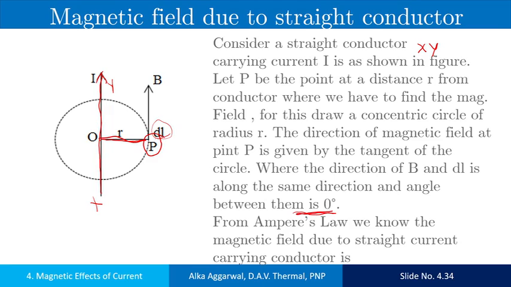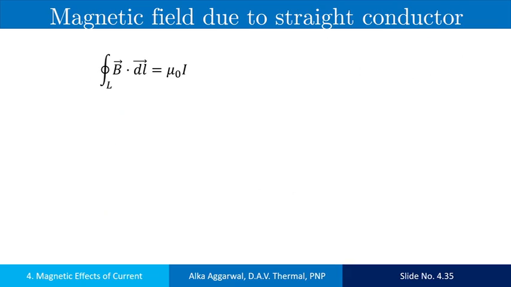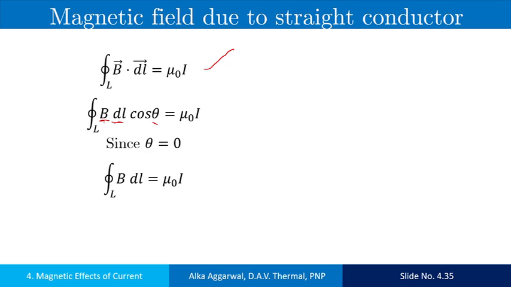Now we apply Ampere's circuital law to find out the magnetic field at point P. It is Ampere's circuital law, that is, the line integral of the magnetic field over a closed loop equals mu naught times the current through the circuit. As it is a dot product, it can be written in this way, and the magnetic field and dl both are in the same direction. It means theta is 0, so it is cos 0, and the value of cos 0 is 1. So this can be written like this.